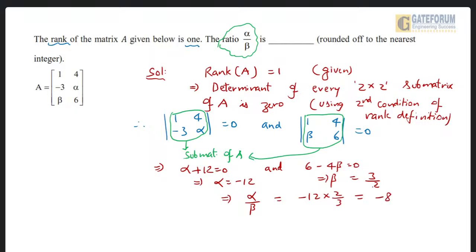Since the determinant of [A B; C D] is equal to AD minus BC, it is not required to write the matrix symbol inside the determinant. This is the default notation. So the answer is minus 8. This is the end of the question.